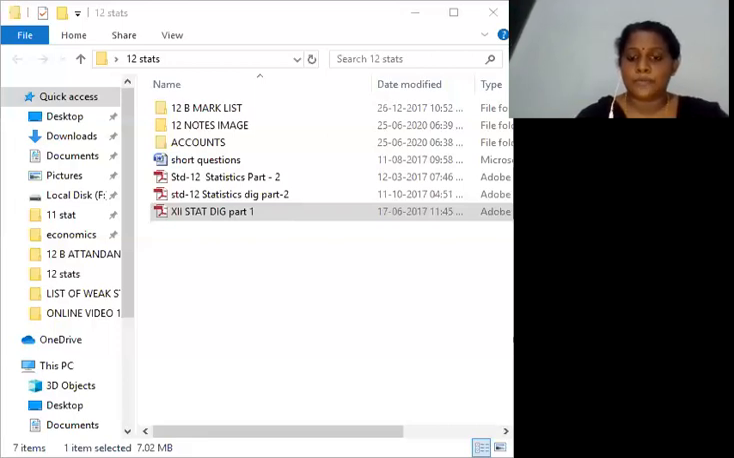Now, if a regression line is y cap equal to 31.5 plus 1.85x, estimate y for x equal to 10. So y cap equal to 31.5 plus 1.85x. Then you have to substitute the value of x. So the y cap comes to 50.